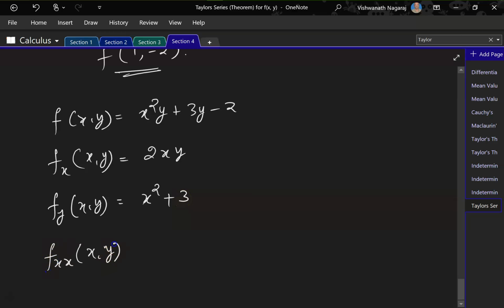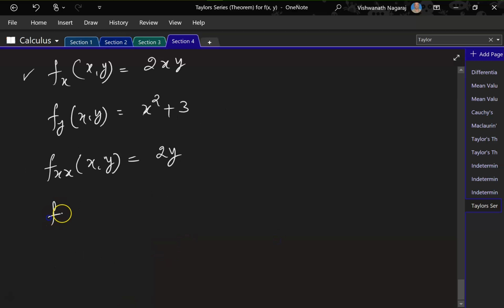Now again, partially differentiating with respect to x twice. What we can do for that is take this itself, which we have already differentiated partially with respect to x, and differentiate it again partially with respect to x. So we get 2y.